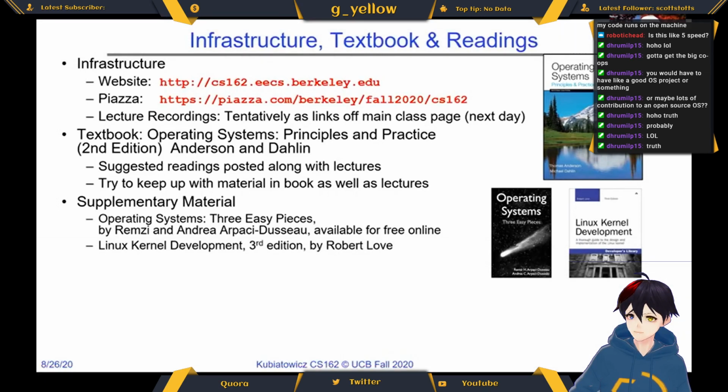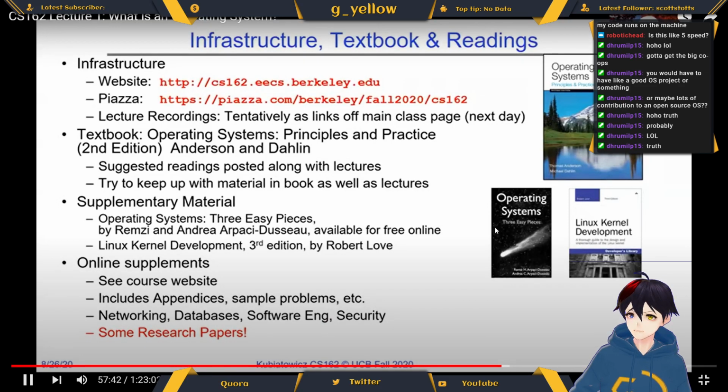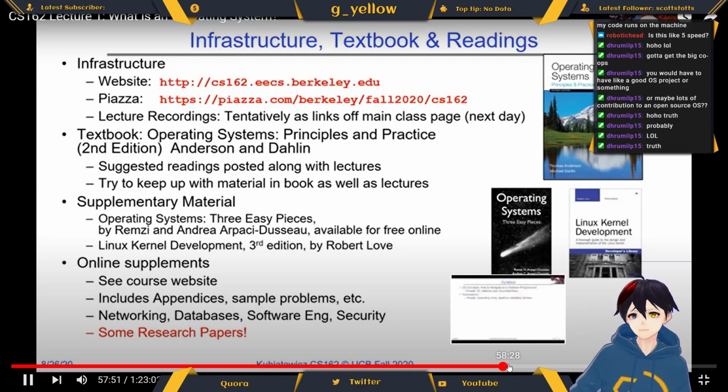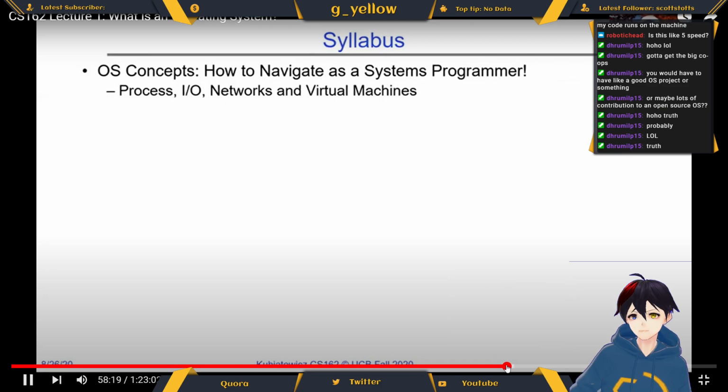That's something that Berkeley's negotiated with the digital library, which is pretty cool. And then there's online stuff. Okay, so on the website, we've got appendices of books, sample problems, and things in networking, databases, software engineering, security, all that stuff's up there. Scheduling, locks, deadlock, scalability, fairness. How does that all work? We're talking about how to navigate as a system programmer.